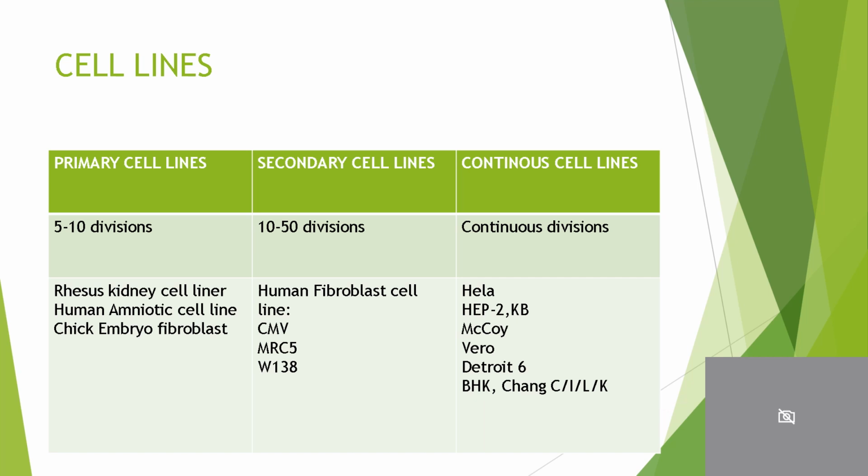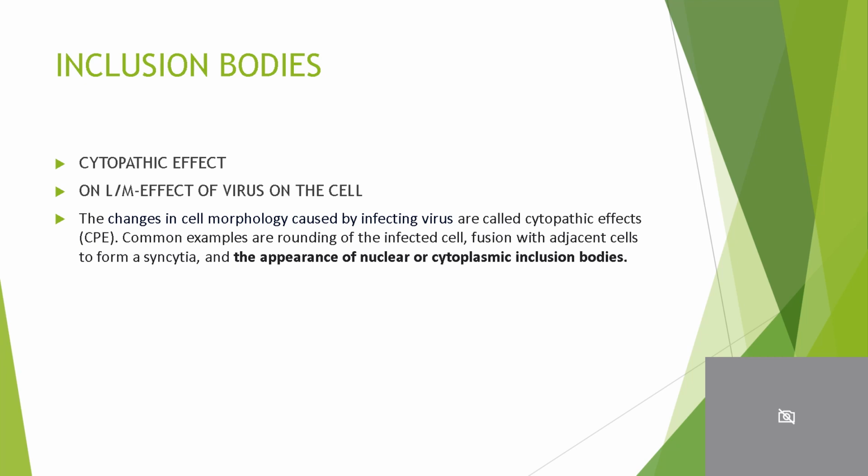Then lastly we have inclusion bodies. Okay, now what do you understand from the cytopathic effect? Now this is basically seen on light microscopy. Whenever a virus enters a cell, some changes occur in the cell. Those morphologic changes are called the cytopathic effect. Now a very common example is the appearance of inclusion bodies. Now these inclusion bodies can appear inside the nucleus, and at that time they're called intranuclear inclusion bodies, and they can appear in the cytoplasm as well, and at that time they're called intracytoplasmic inclusion bodies.